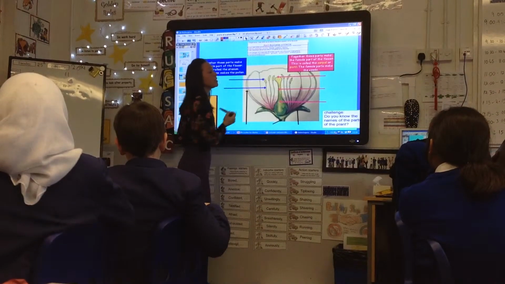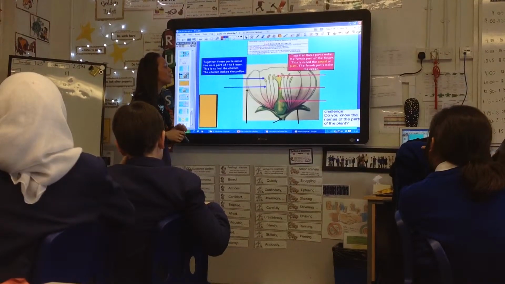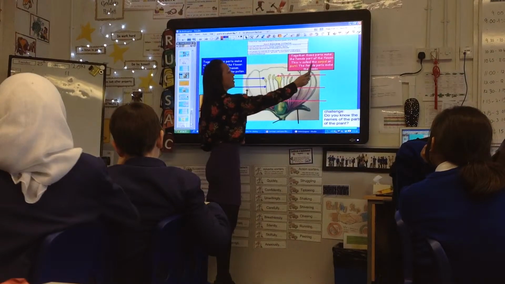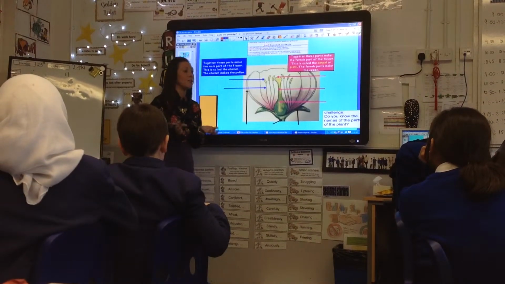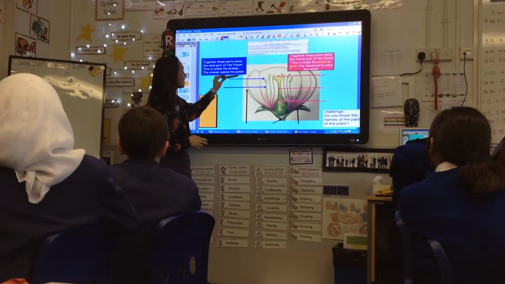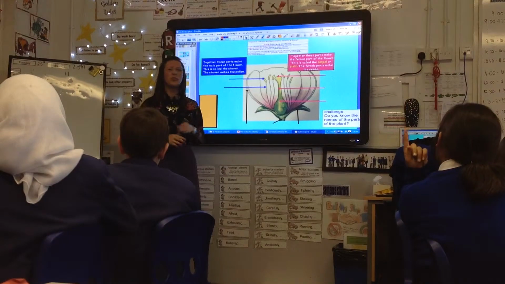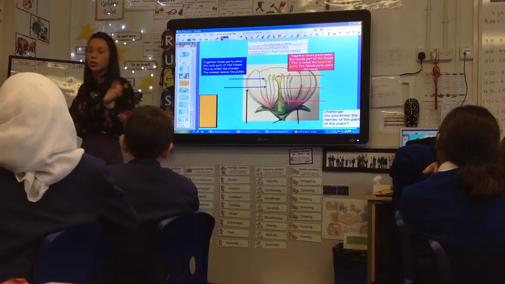This part is pink because it is the female part. Well done, Aya. Together these parts make the female part of the flower, and it's called the carpel or the pistil. So it just has two names, alright? So the female part makes the seeds. Does anyone know what maybe these parts of the flower might be? See if on your table you can come up with any ideas. What could it be? What do you think?